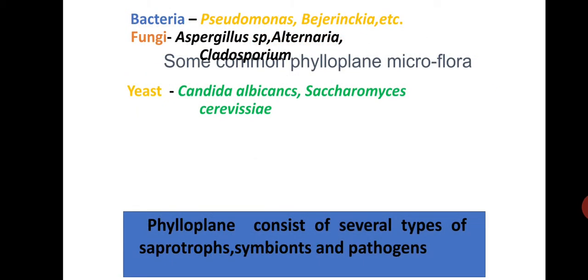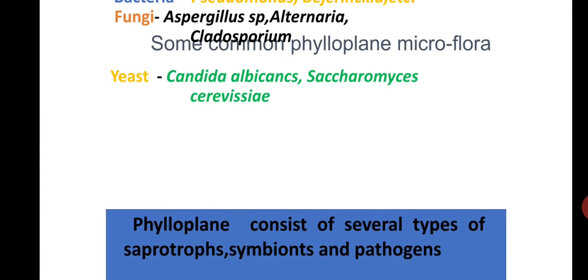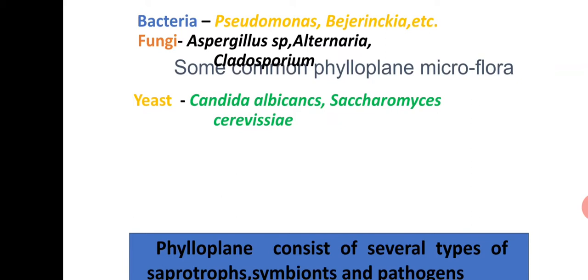Okay, so next, you should know the names of those microbes which are present in the phyllospheric region. If I categorize them, the bacteria available in that region are mainly Pseudomonas and Beijerinckia. In the fungi category, they are Aspergillus and Alternaria, while in yeast it is Candida and Saccharomyces. Saccharomyces is quite famous. The region which I am representing here in blue color simply says that the phylloplane consists of several types of symbionts, pathogens, saprotrophs, etc. Okay.